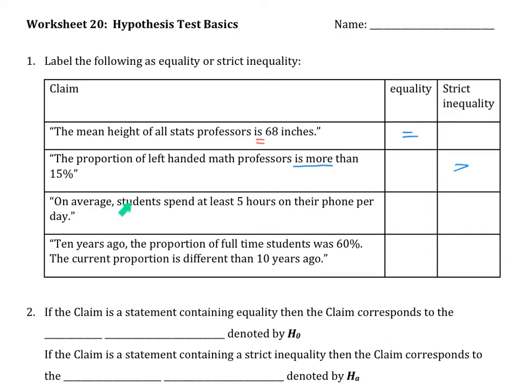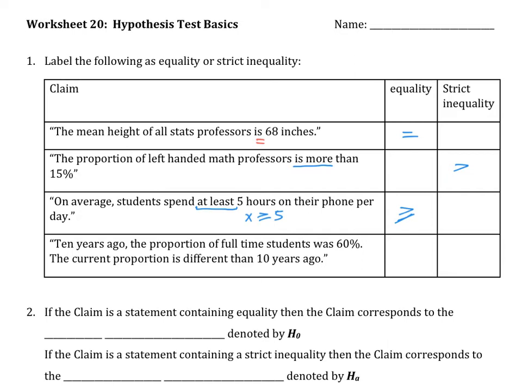On average, students spend at least 5 hours. Oh, there's this "at least" again. Again, we're thinking about, in order to buy alcohol, you have to be at least 21. What does that mean? You have to be either 21 or higher. So 21 is included, or it could be higher. So at least 5 means bigger than or equal to 5, right? It could be 5 hours, it could be 6 hours. So it'd be an equality statement because at least 5 means x is bigger than or equal to 5. It could be equal to 5. So there's the equal sign.